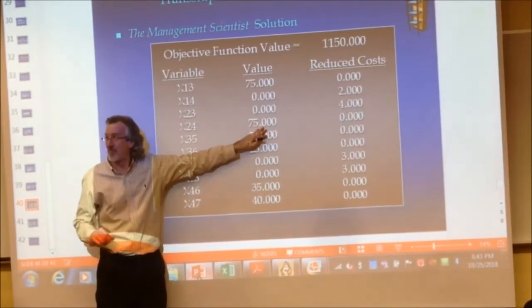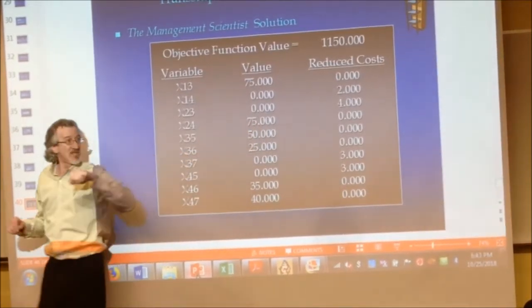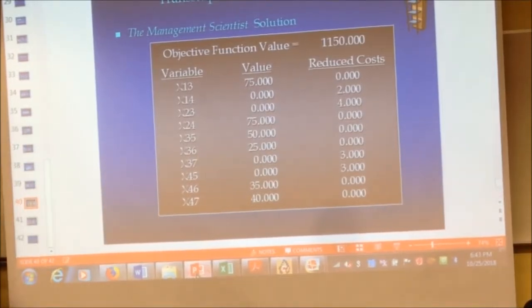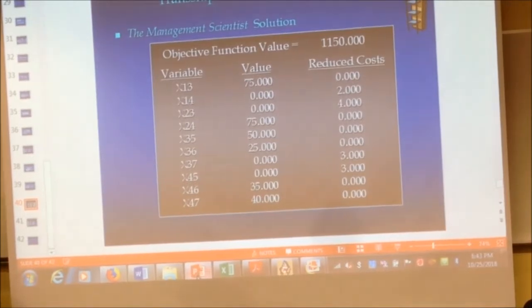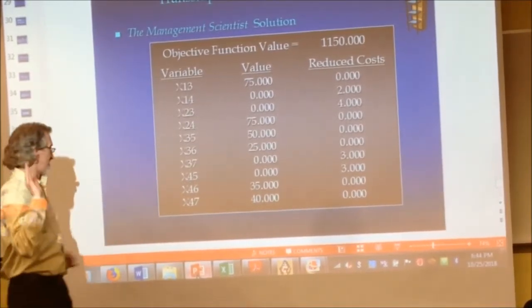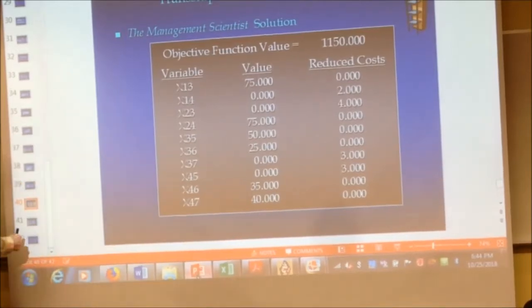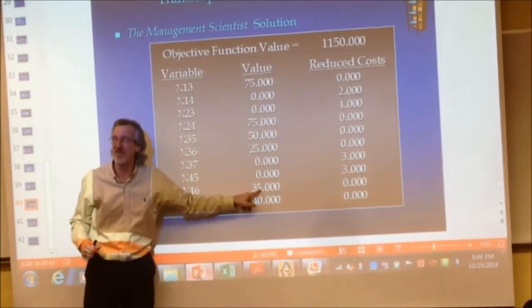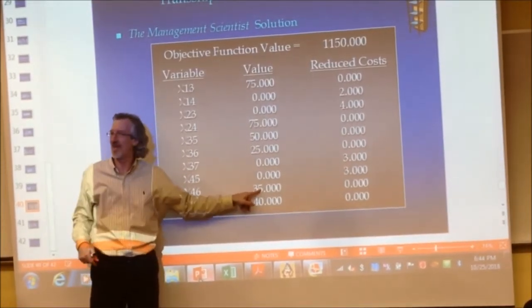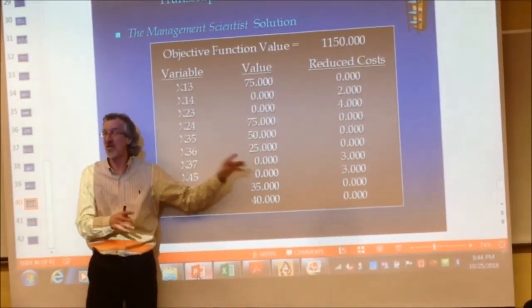Hang on, I know you're packing up, but I want to make sure you get this. Once we get the shelves to our southern location, how many are going to go from our southern location to our customer Hugh? 35. That's right. Our southern location is number 4. Customer Hugh is number 6. x46, 35 of them are going to go from our southern location to that customer. Very good.